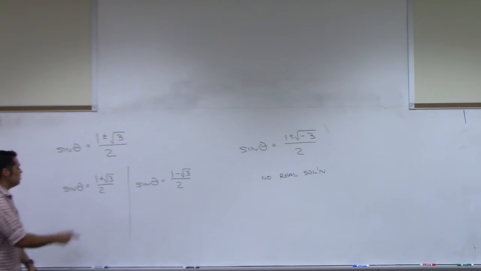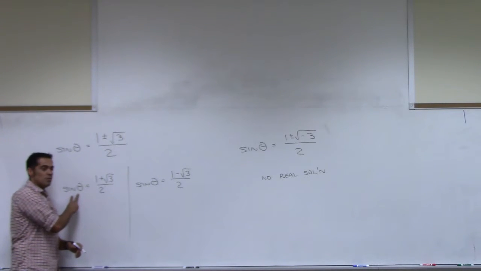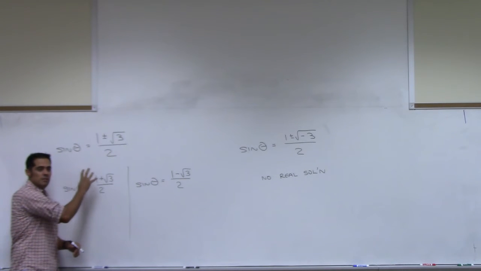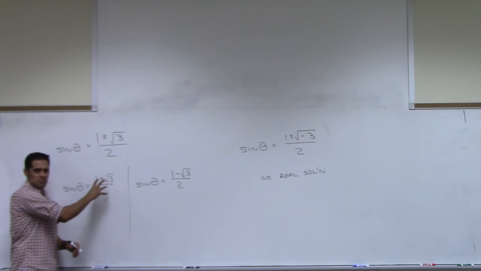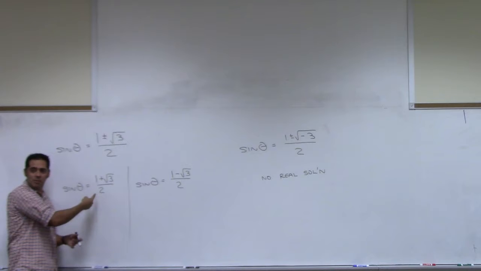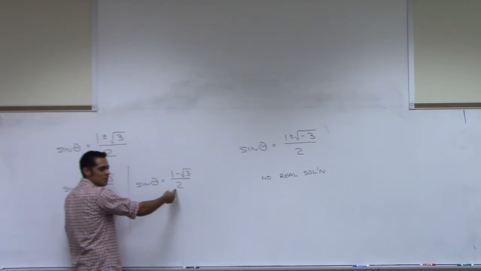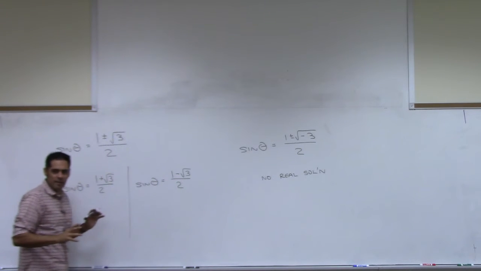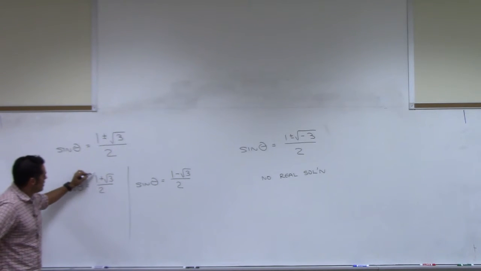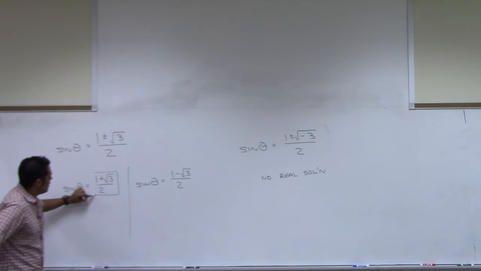This is asking you where on your unit circle is your y coordinate this. I don't know, I've never seen that on my unit circle. Have you? Okay, have you ever seen that on the unit circle? No, it's not one of the special angles. But let's get a calculator out and let's figure out where this is.